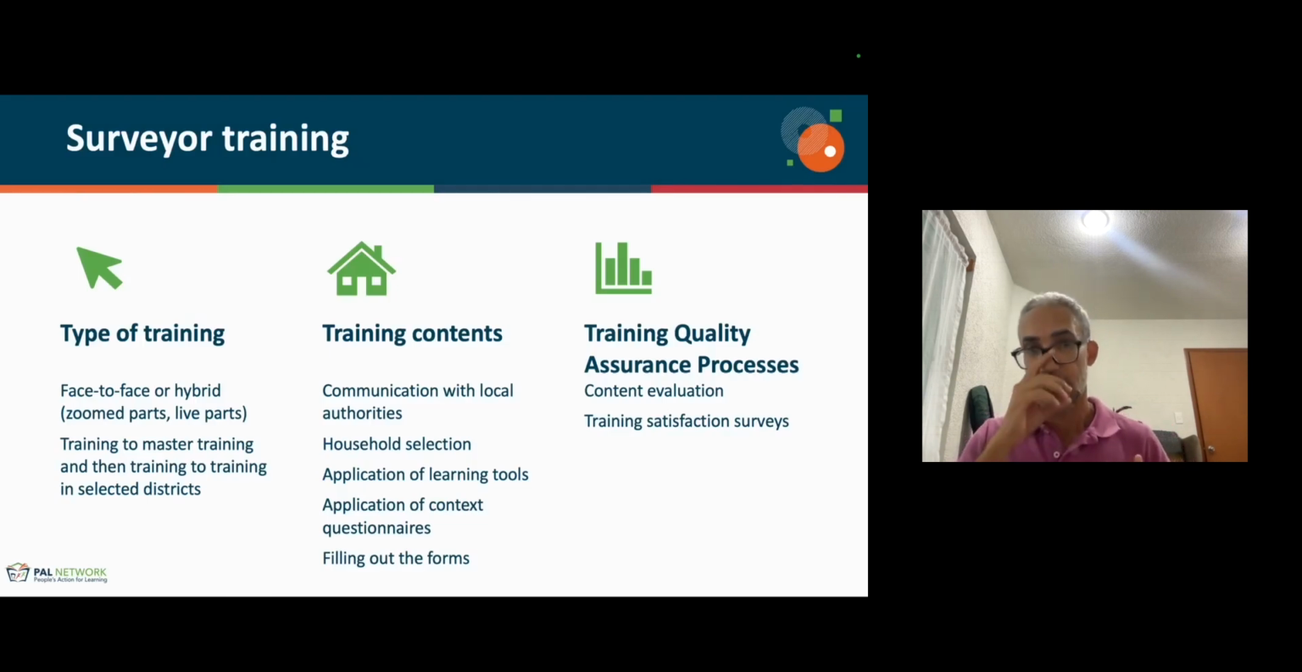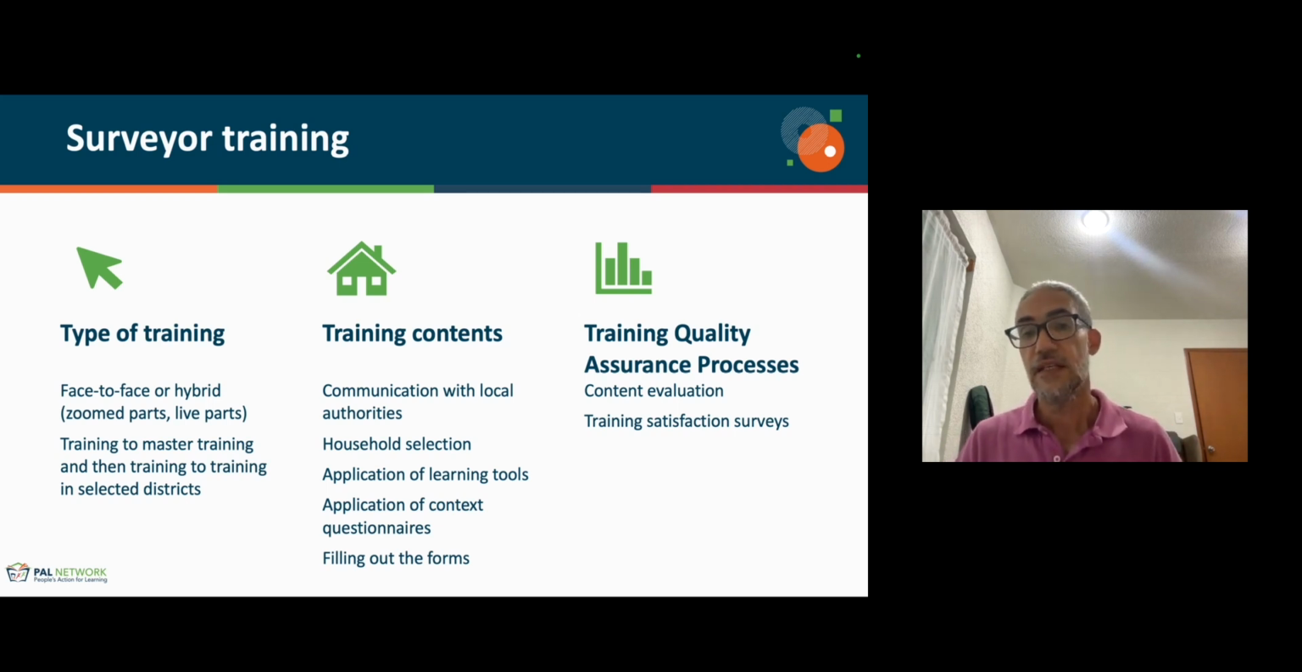In the surveyor training, there are three critical or key decisions. One of them is you need to choose the type of training. You can choose face-to-face or hybrid, Zoom part, online part, and you can choose master training and then training of trainers in selected districts, or you can choose, as was our choice, to create a squad of trainers. The second decision is to understand the training contents. The content of these trainings is related to communication with local authorities, household selection, application of learning tools, application of context questionnaires, and filling out the forms.